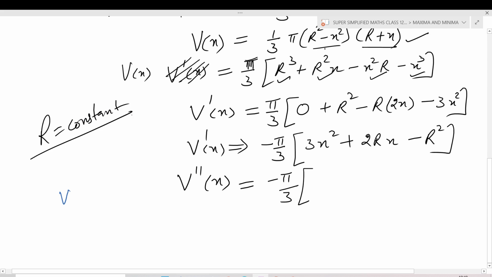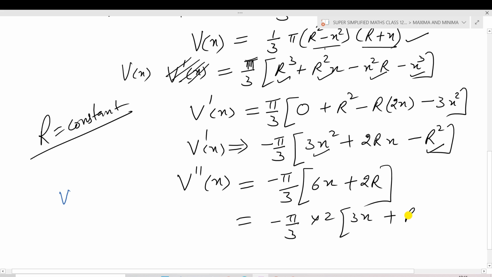So we have this as the second derivative. I can further take 2 common, so I will have 3x plus r. So let it be equation number 3. Now I again move back to the expression for v dash x, which is this. In this expression, I will put now the expression for v dash x to be 0.